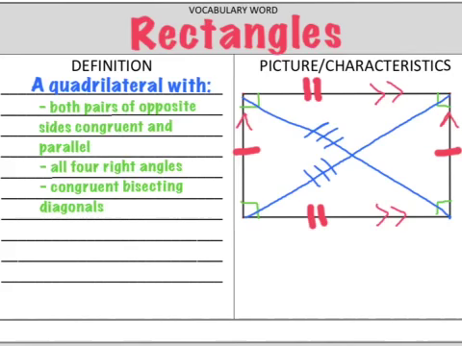Okay, and it also means that they have been bisected. So it was bisected, which means it cut it in half whenever they intersected. So that would make them congruent. It would make this length the same as this length, and this length the same as this length. Okay, so that's everything we need to label for the rectangle. Now let's try to find some missing sides and angles.